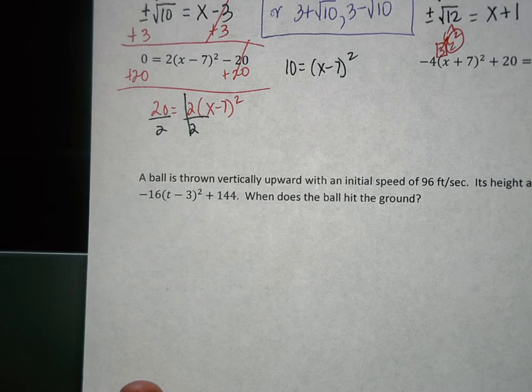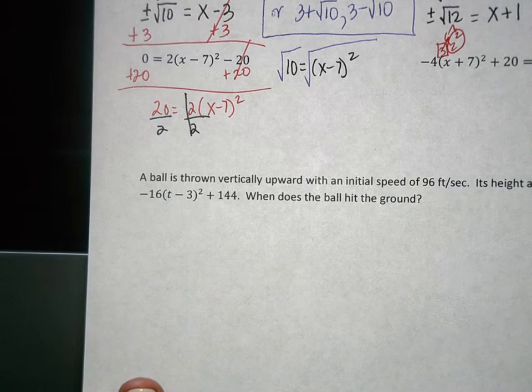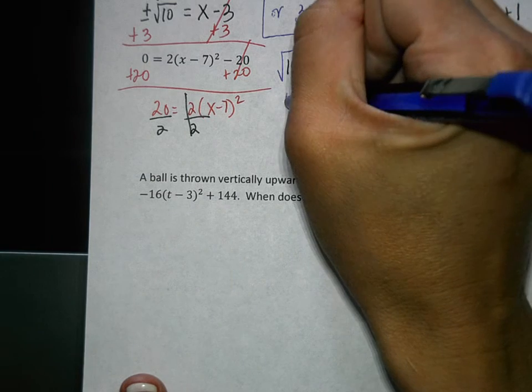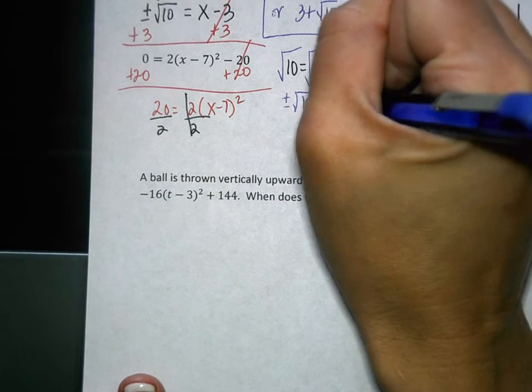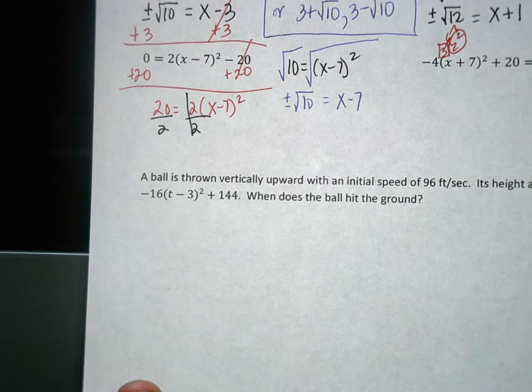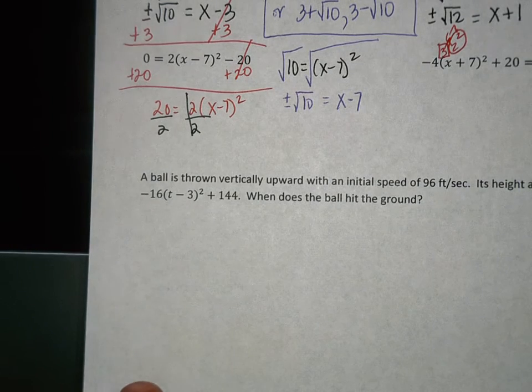What's next? Square root. Whenever you take a square root, it becomes what? Plus or minus. Root 10 equals x minus 7. Can I simplify root 10? No, because if I break it down, the numbers that multiply to be 10 are 5 and 2. No numbers there are the same. Okay?